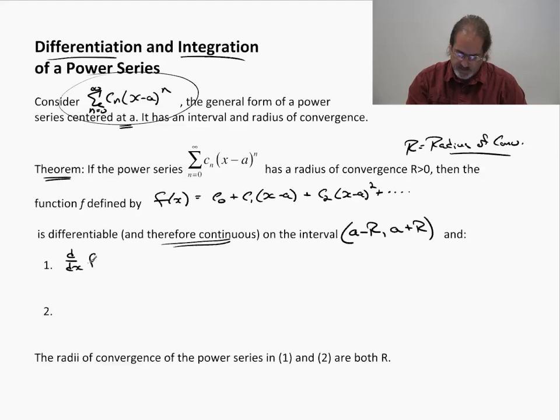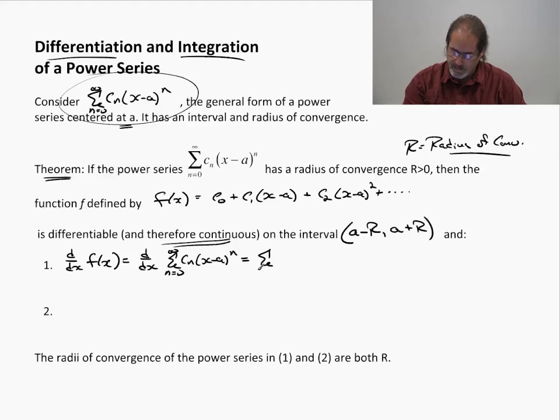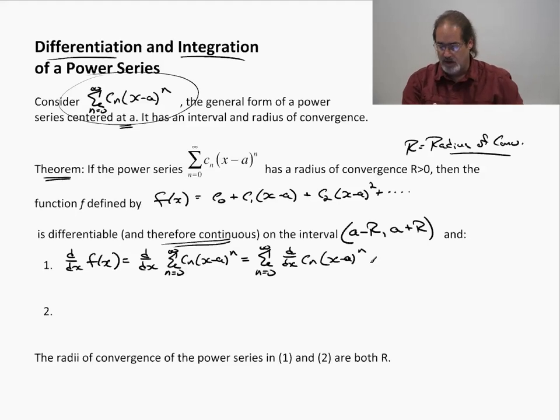d dx of f of x is equal to d dx of the sum, n equals 0 to infinity, of Cn times x minus a raised to the n, which is equal to the sum, n equals 0 to infinity, of d dx Cn times x minus a to the n. All I did is I moved the d dx inside the sum. So what this is actually telling me is I can take the derivative term by term, the sum of all these individual derivatives.